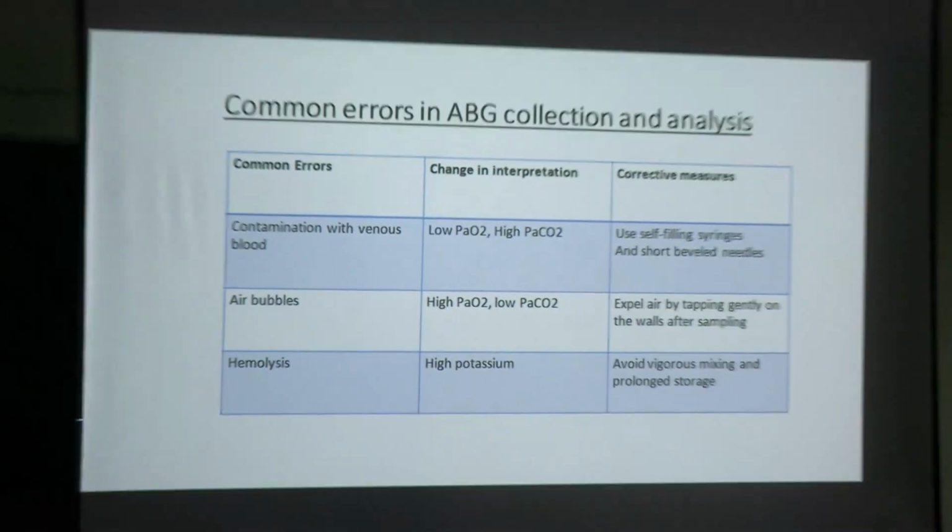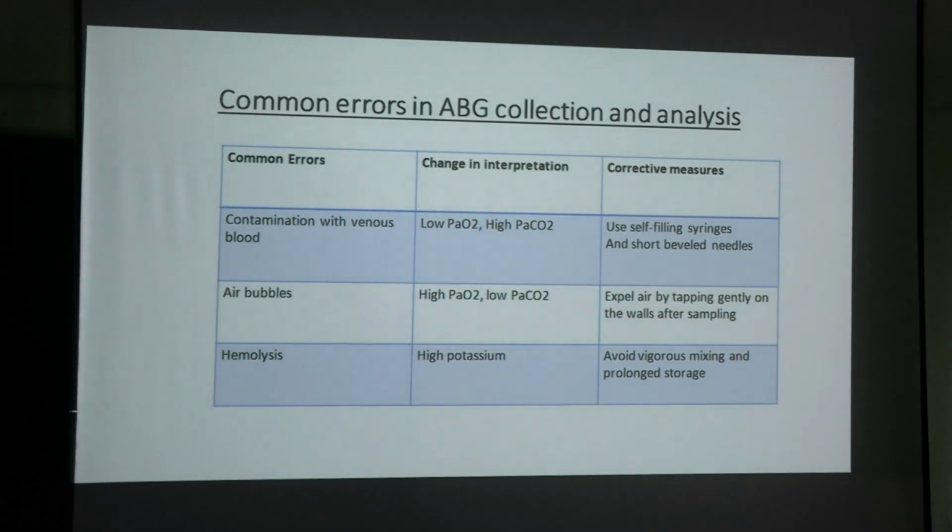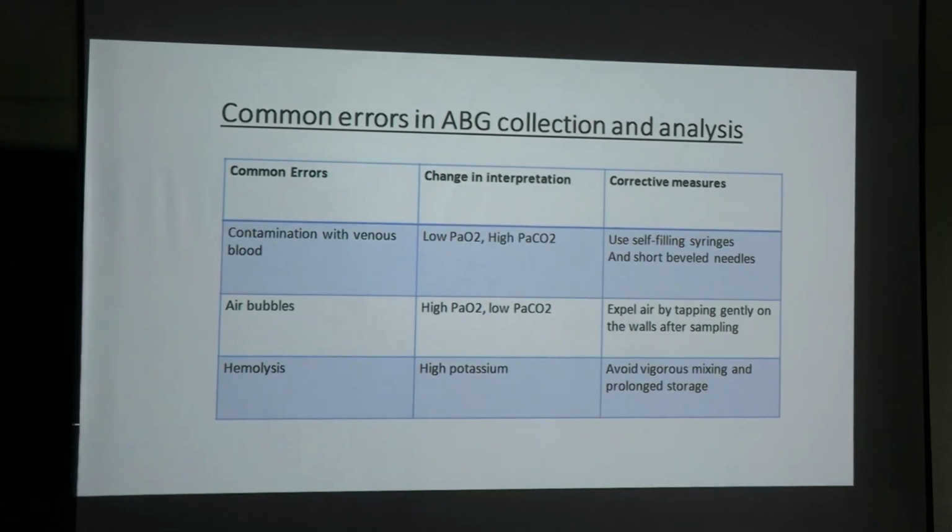Now some common errors during sample collection. First is contamination with venous blood. Because artery and veins are very situated in close proximity or very adjacent. That's why very high chance of contamination with venous blood. If there is contamination, then what will happen? PO2 will be low, because that is venous blood. Oxygen saturation in venous blood is low, we all know. And PaCO2 will be high.